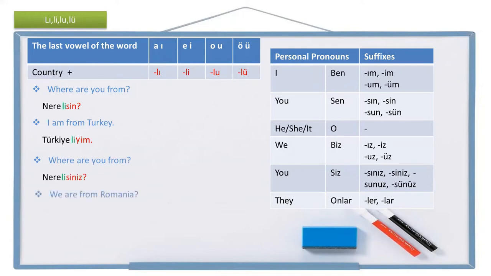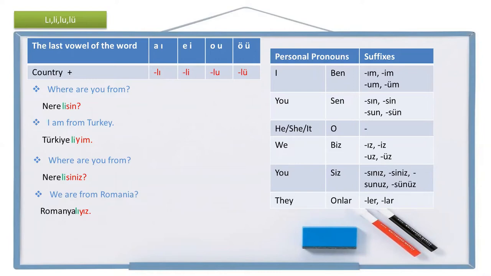And the answer is, we are from Romania. Let's try to write it. Romania is Romanya. From Romania, Romanyalı. We are from Romania, Romanyalıyız. Two vowels cannot be together. We need a buffer letter between them. Romanyalıyız. So we are just writing the country name, then adding the suffix l, li, lu, lü, and in the end, adding the person pronoun suffix.